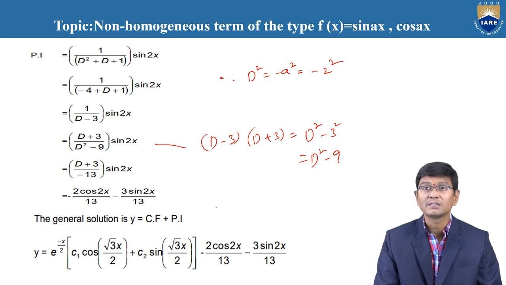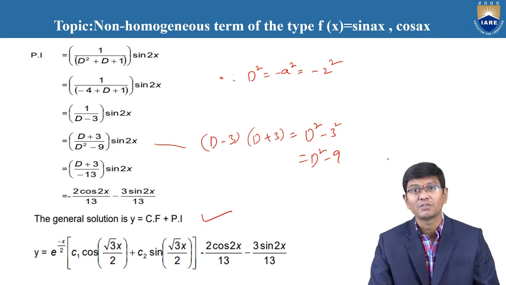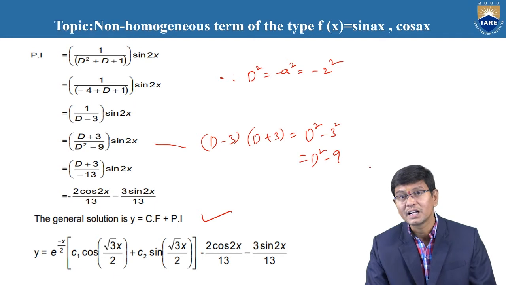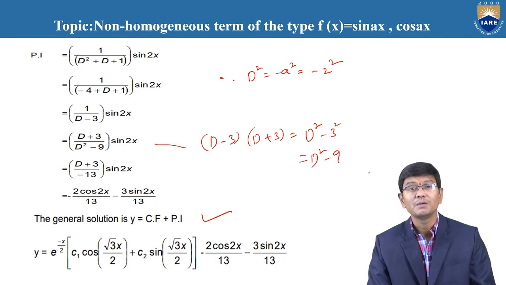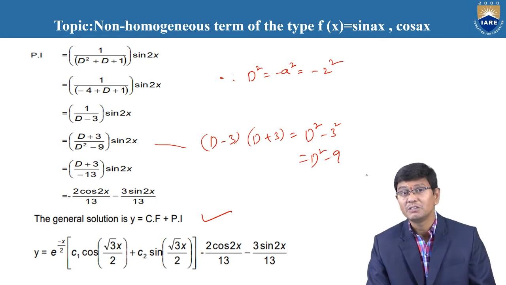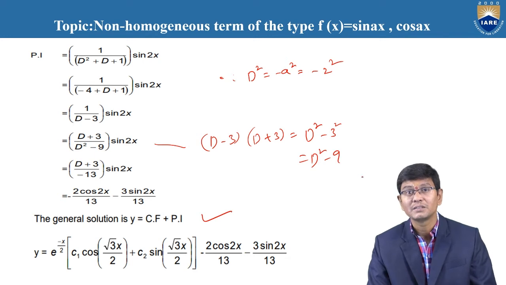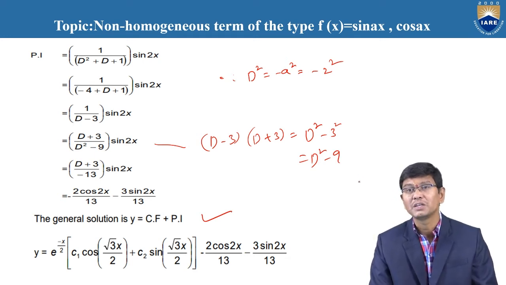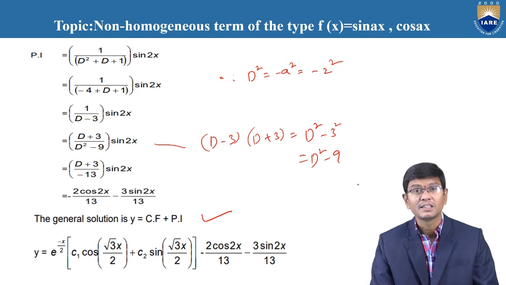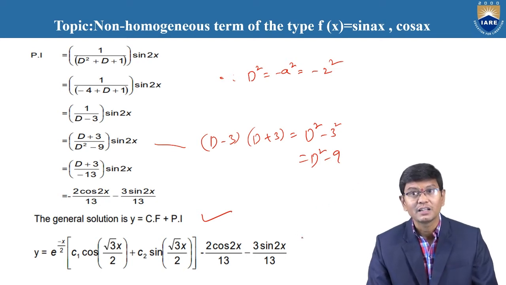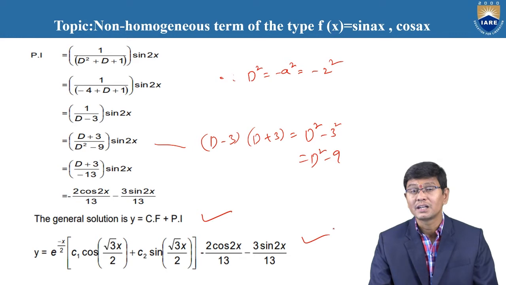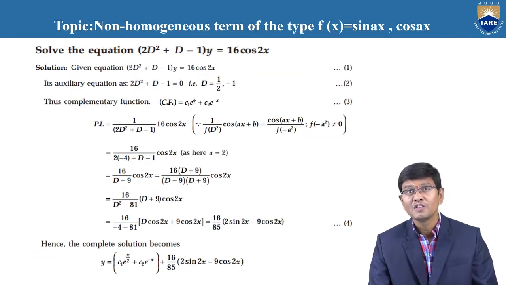as y is equal to the complementary function plus the particular integral. Therefore, here the general total solution is y is equal to e power of minus x by 2 into c1 cos root 3 by 2 x plus c2 sin root 3 by 2 x, minus 2 into cos 2x by 13 minus 3 into sin 2x by 13. This is the final general solution of the given differential equation.